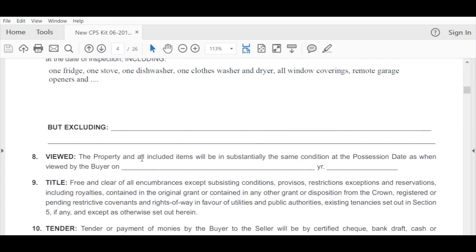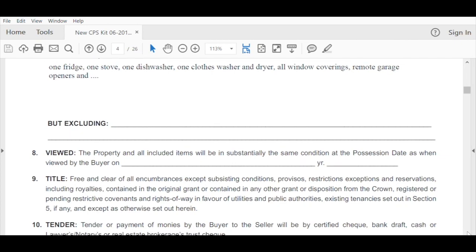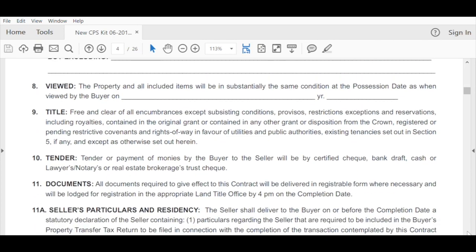Viewing day: the property and all included items will be in substantially the same condition at the possession date as when viewed by the buyer on this particular date. This is the date that sets the standard. When the buyer moves in, they will look at the condition. Is it the same or similar to the day they viewed? You have to have a day to measure whether you have retained the property in similar condition. Without the day, it will be very tough to monitor what the standard is.